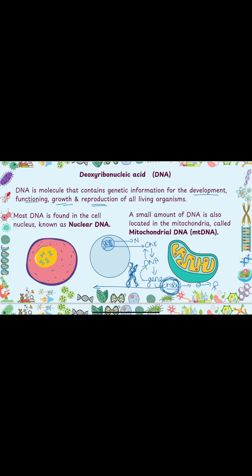Most DNA is found in the cell nucleus, known as nuclear DNA. So this DNA is called nuclear DNA, which is found in the nucleus, and most of the DNA is nuclear DNA. A small amount of DNA is also located in the mitochondria, called mitochondrial DNA. Got it?